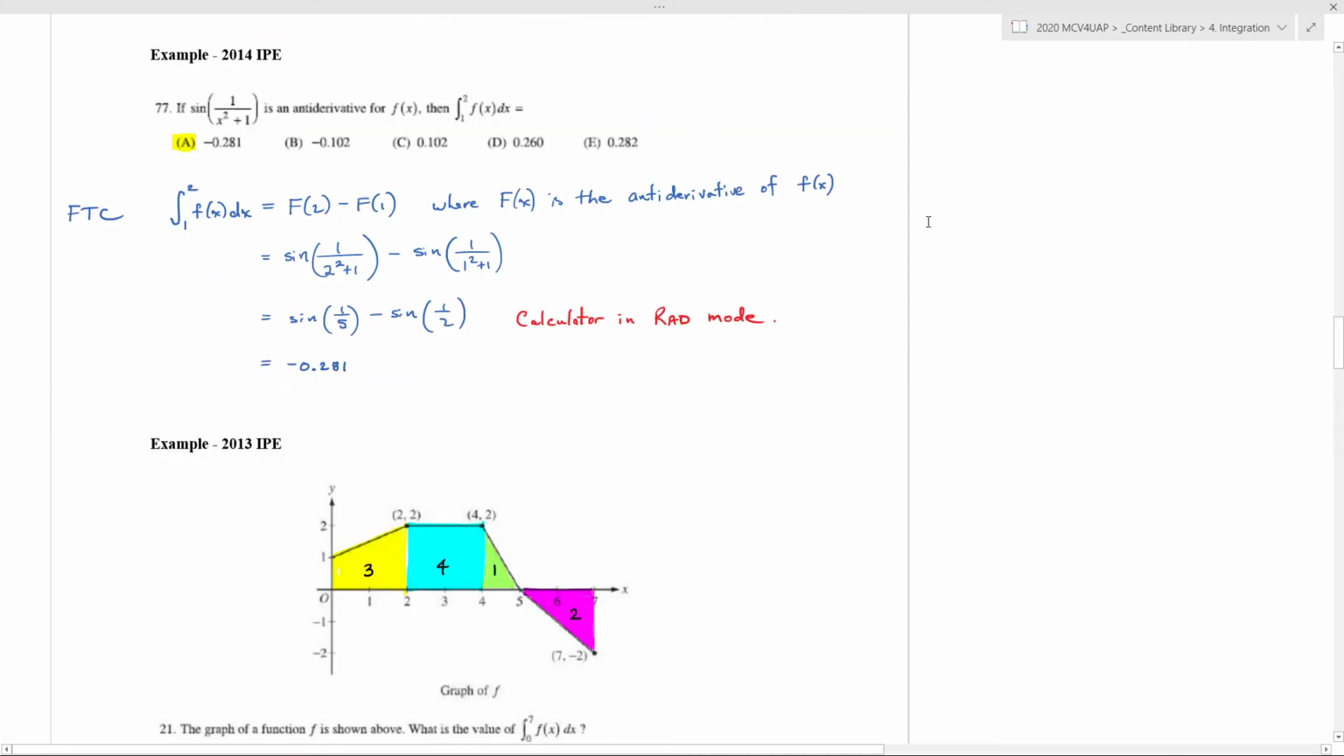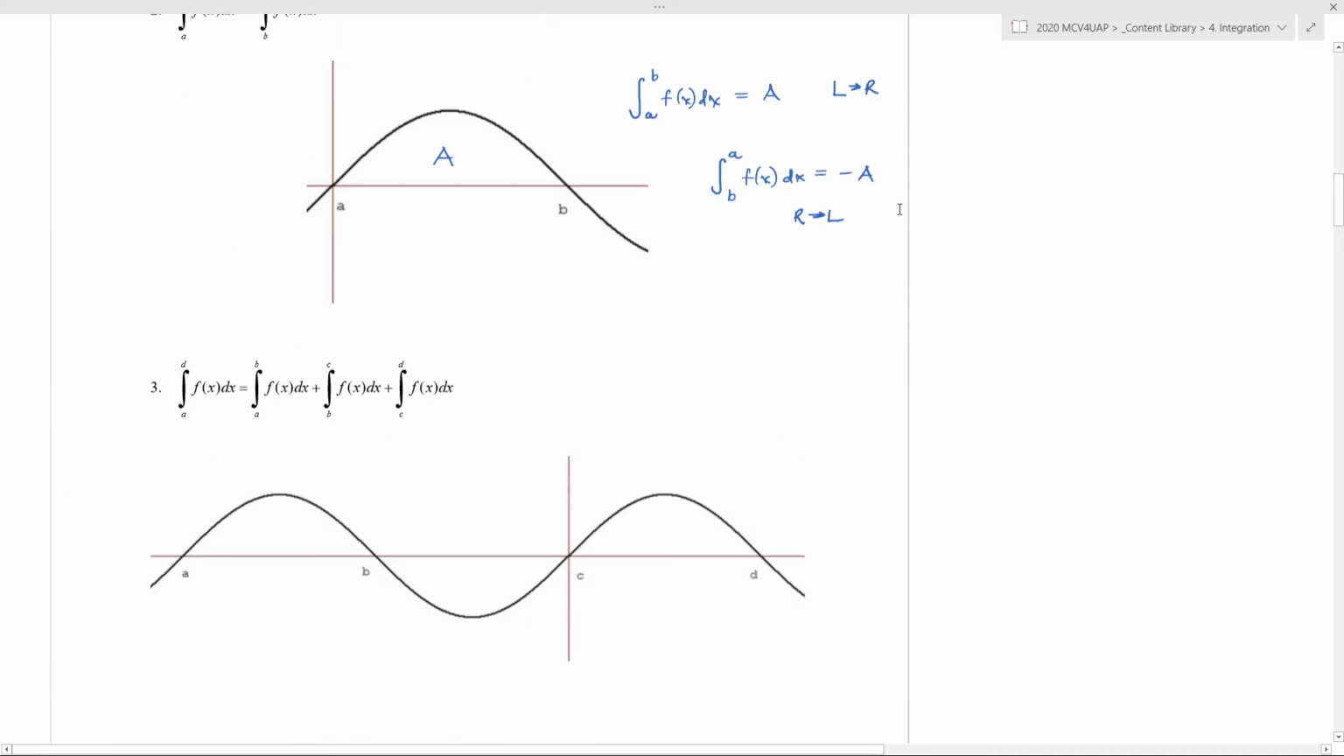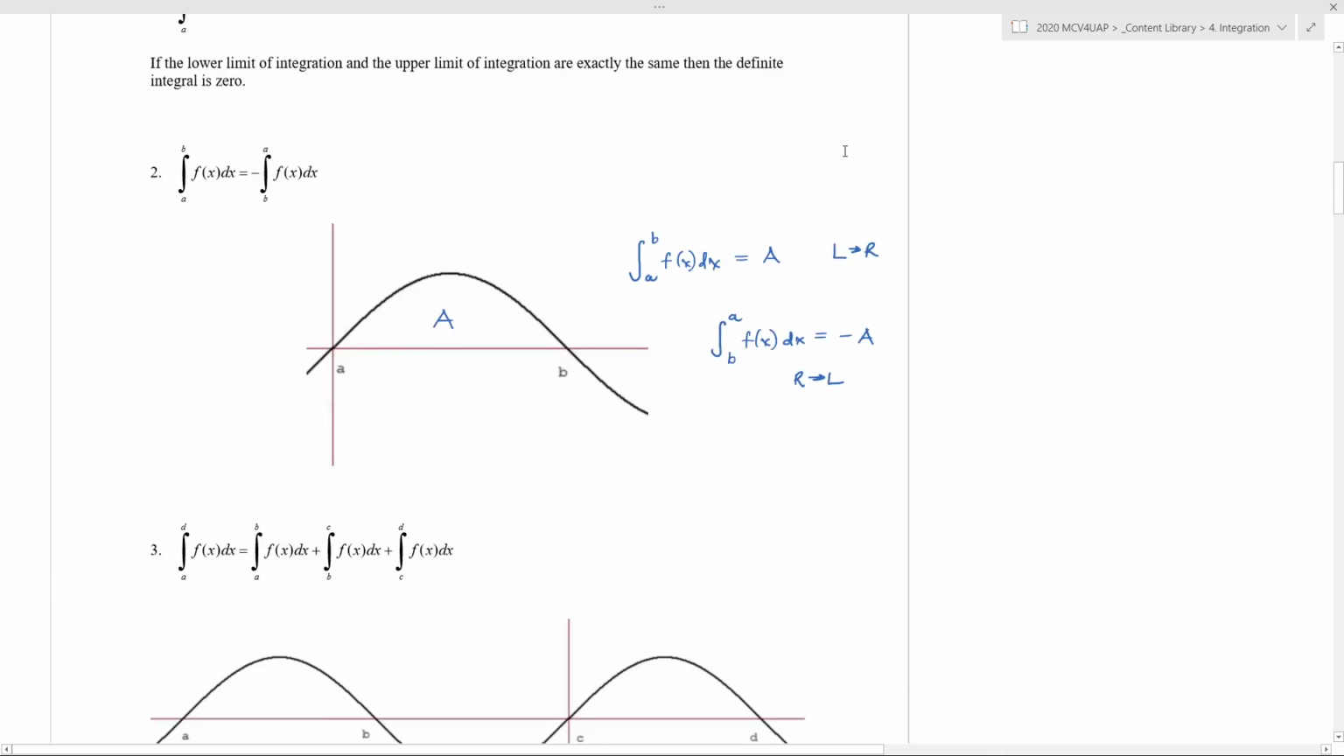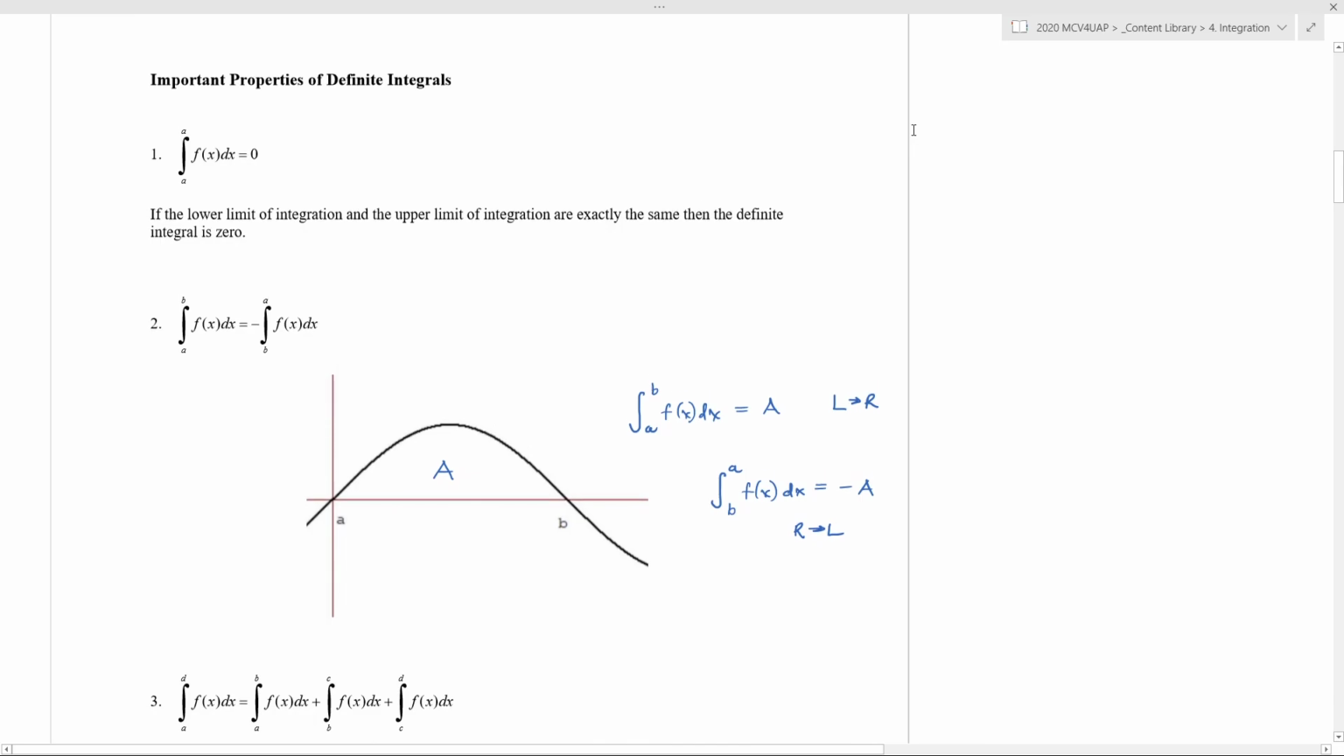Maybe some of you have printed this out. Again, I'll say that I've posted these in Edsby if you want to print them out. So we're going to talk about properties of definite integrals. Now, a lot of these properties we've already used in the previous lesson, but we're going to use them in a bit of a different way here today.